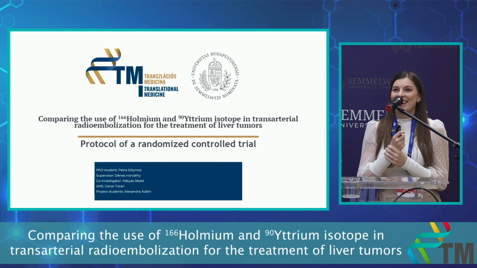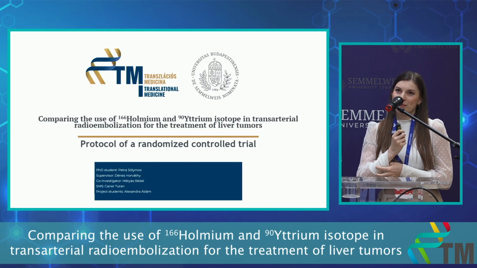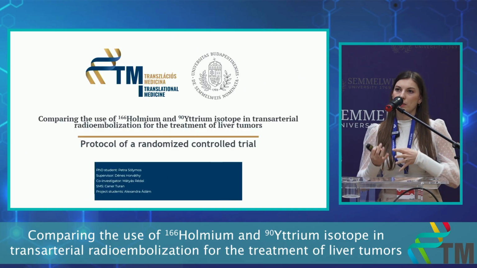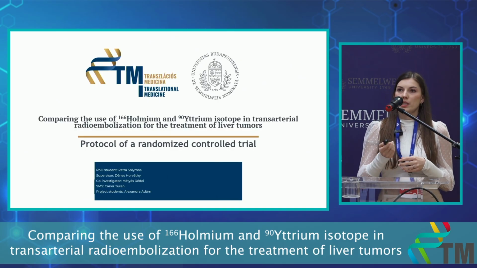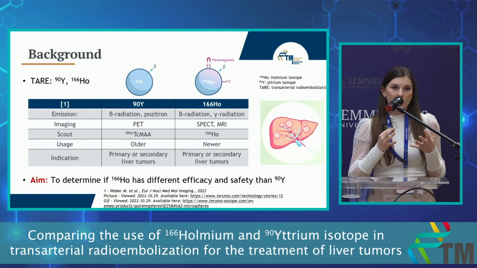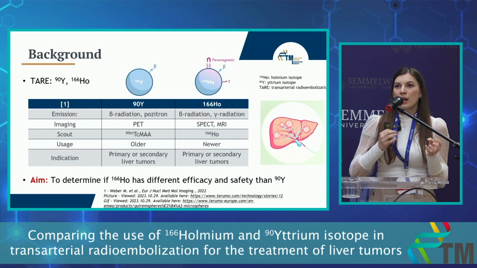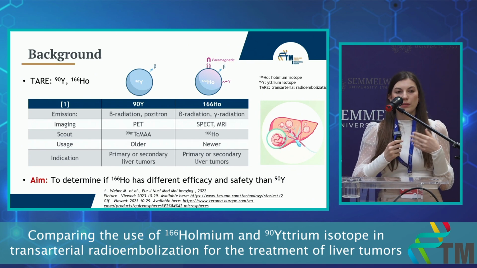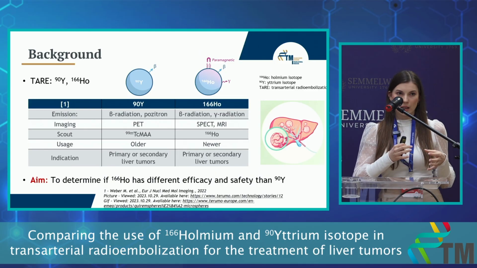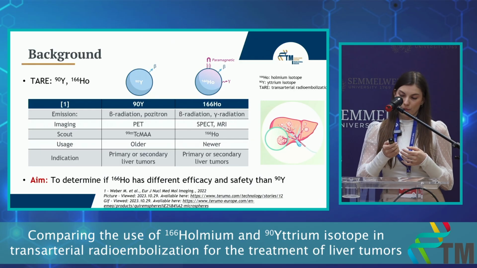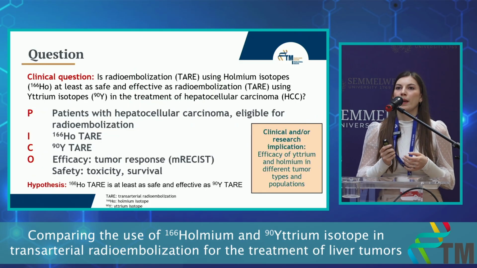Okay, so our second project is a protocol of a randomized controlled trial comparing the use of holmium and yttrium isotopes in transarterial radioembolization for the treatment of liver tumors. As I mentioned before, radioembolization uses 2 isotopes, and these isotopes have different characteristics, and their safety and efficacy on different tumor types and different populations are not yet fully understood. Therefore, our aim is to determine if holmium has different efficacy and safety than yttrium.